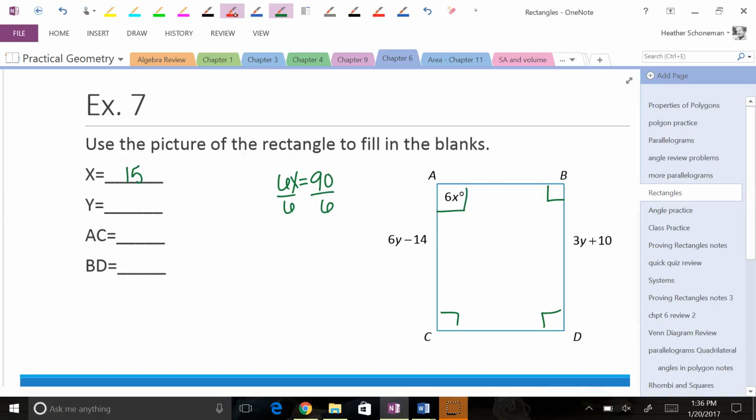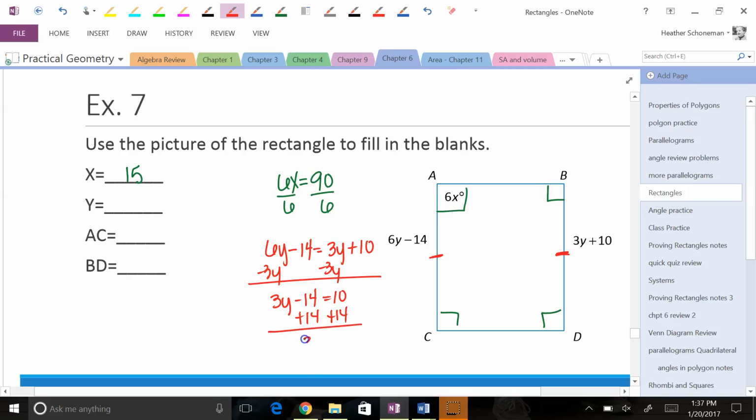Y, well, y is a side, and these are opposite sides. Opposite sides are always equal, and anytime we have a side, the only option is equal. So we have 6y minus 14 equals 3y plus 10. Alright, so I'm going to subtract 3y from both sides, giving me 3y minus 14 equals 10. Add 14 to both sides, so we get 3y equals 24. We divide by 3, so y comes out to be 8.